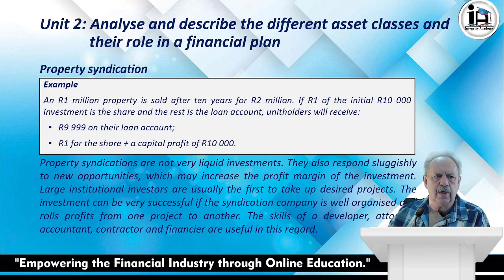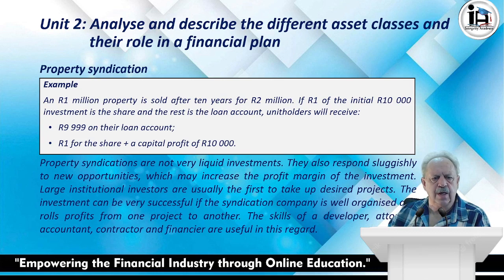But let's have a look at an example of property syndication. Let's say a 1 million property is sold after 10 years for, let's say, 2 million. If R1 of the initial 10,000 investment is the share and the rest is the loan account or loan amount, the unit holder will then receive 9,999 on their loan account and then R1 for the share plus a capital profit of, let's say, 10,000.